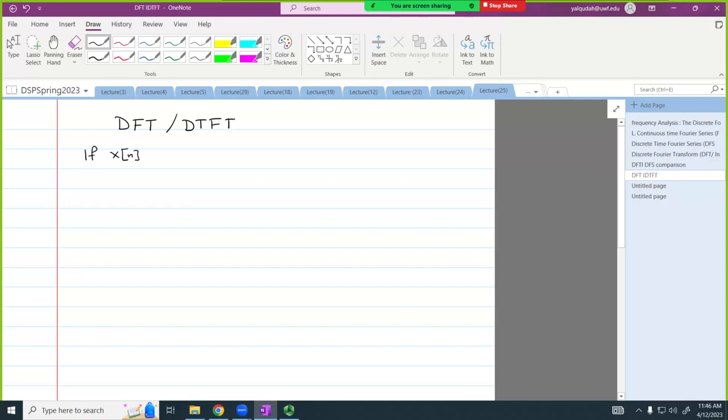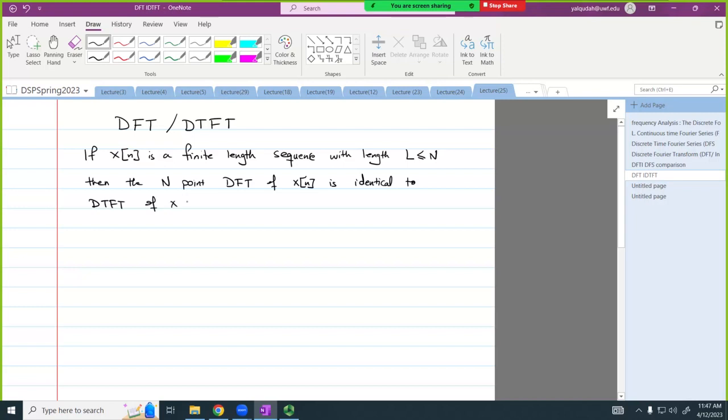So here, if x of n is a finite length, and it has a length that is less than or equal to N, then the N-point discrete Fourier transform of x of n is identical to the discrete time Fourier transform of x of n evaluated at N equispaced frequency points on the unit circle.